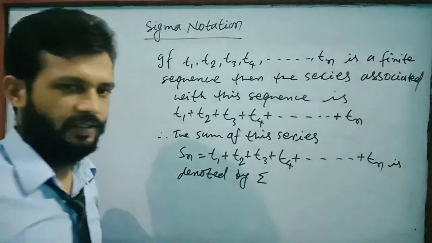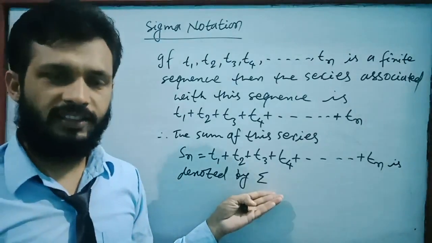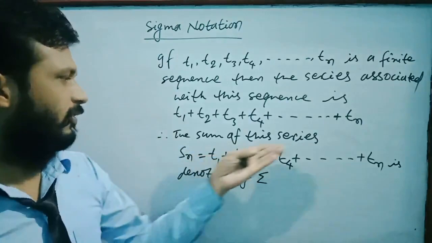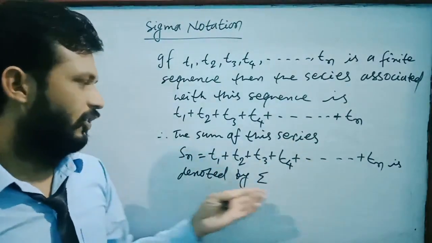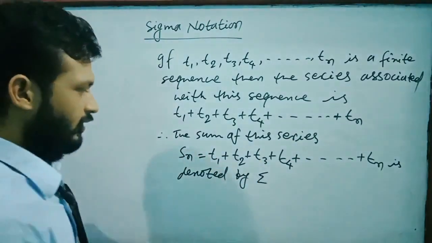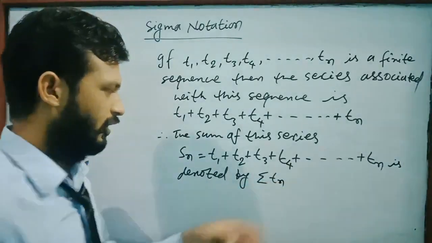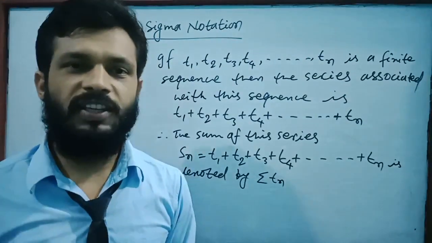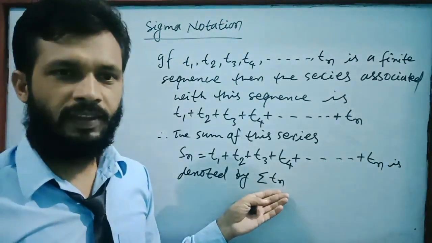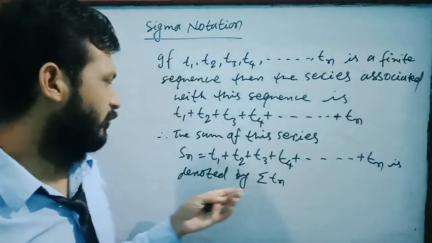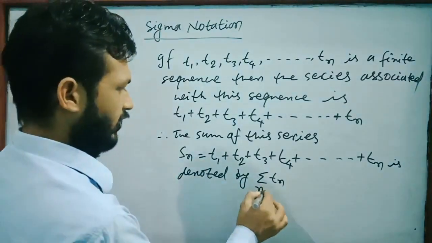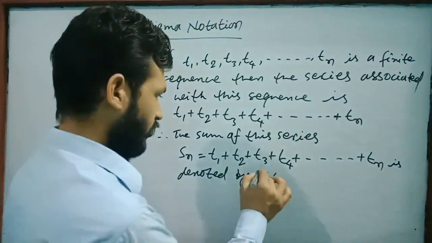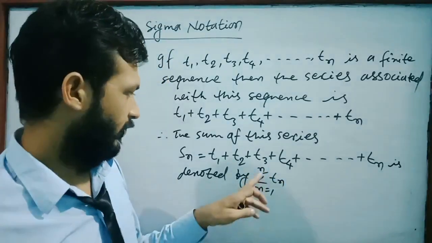Summation. This sign is called summation, or sigma. So the sum of this series is denoted by summation of Tn. Tn means the general term or nth term of the given sequence, starting from the first term. So we can write n equal to 1 up to how many terms? N terms. So here write n. Understood?